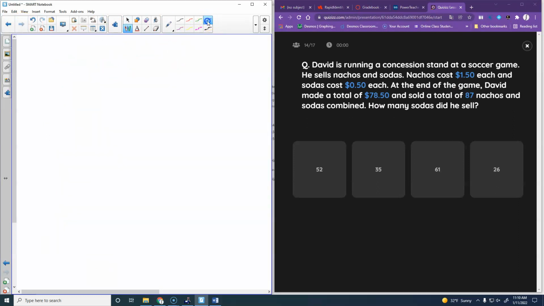So let's see. Peyton, tell me one equation that you came up with. What letters did you use? I used S and N. N plus S equals 78.50. So you did N plus S equals 78.50. Tell me your other one. $1.50 plus 0.50 equals 87.